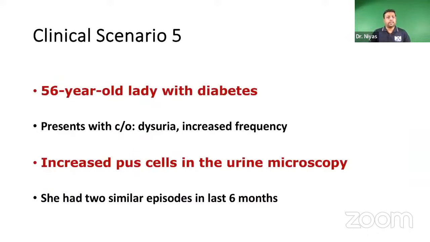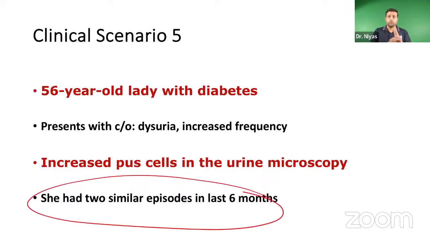Coming to the last clinical scenario, a 56-year-old lady with diabetes presenting with complaints of dysuria and increased frequency. There are increased pus cells in urine microscopy. You have diagnosed acute cystitis and you're treating it. The problem is that the patient has had similar episodes in the last 6 months, and she's asking you, what can I do to prevent it? So what is this particular clinical syndrome?